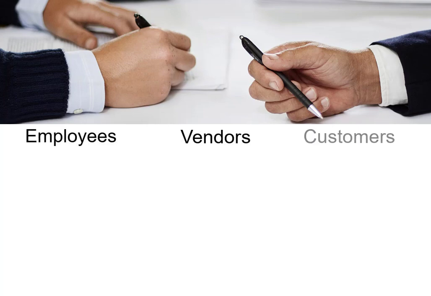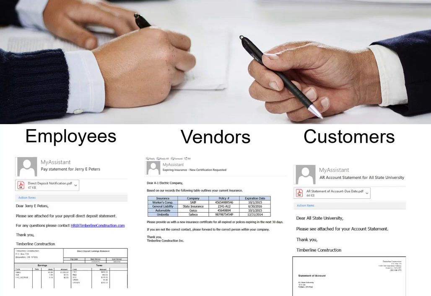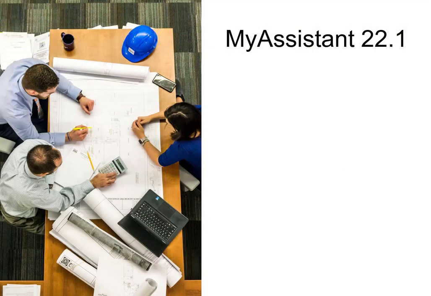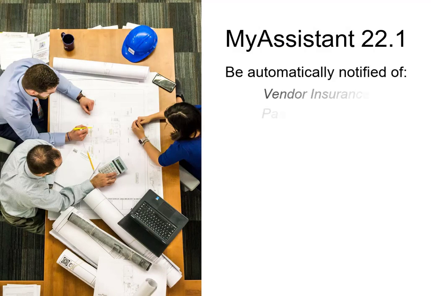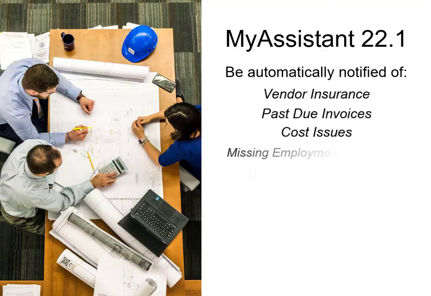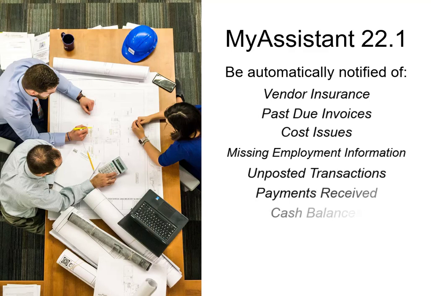Many Sage customers have leveraged MyAssistant to provide employees, vendors, and customers with automatic notifications when something may need their attention. However, there are many other things that can be done. In MyAssistant 22.1, a simplified task setup process can be used to automatically notify people of daily business activity, making you more efficient.